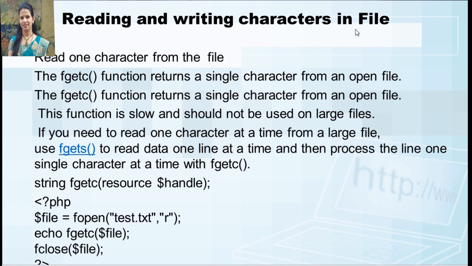But you can read one line of text from the file by using the fgets function to read one line at a time, and then process the line one single character at a time with the fgetc function. See, here is the difference between fgetc and fgets. If you need to read one character at a time from a large file, use the fgetc function.